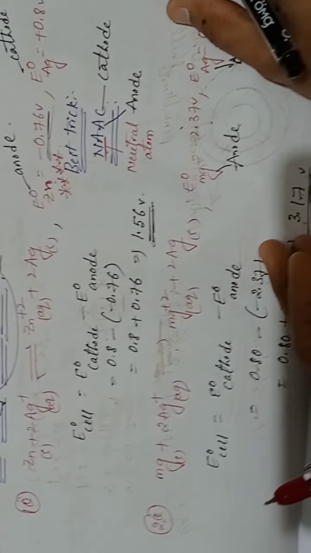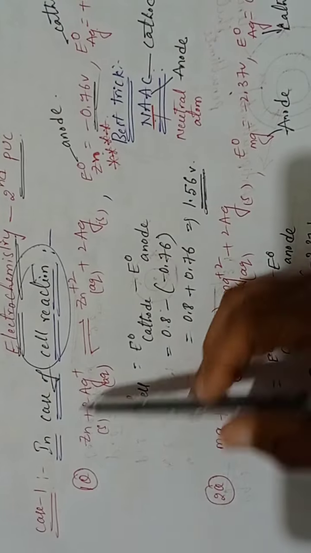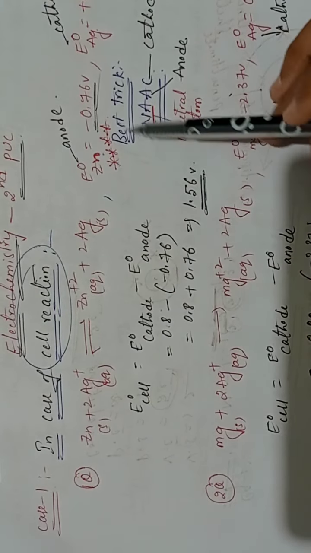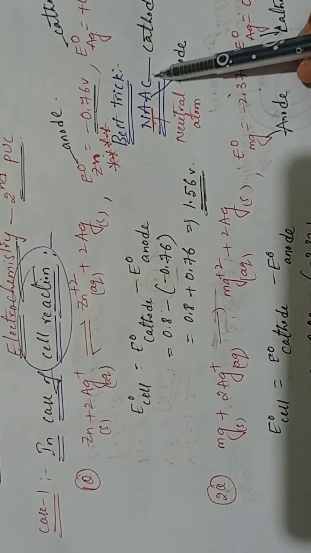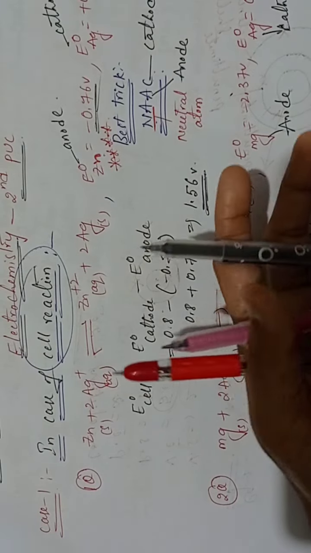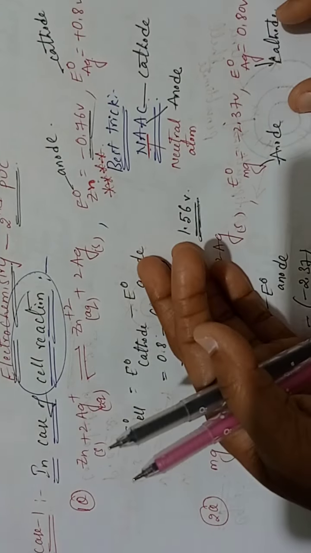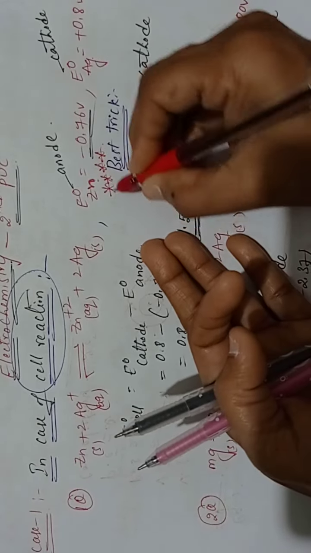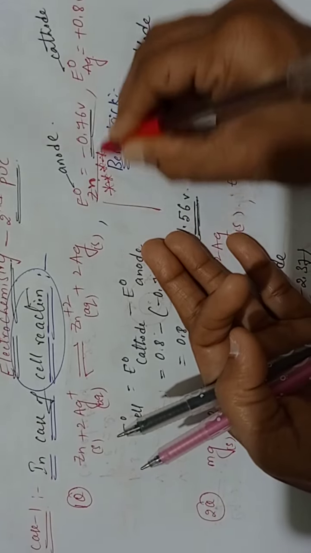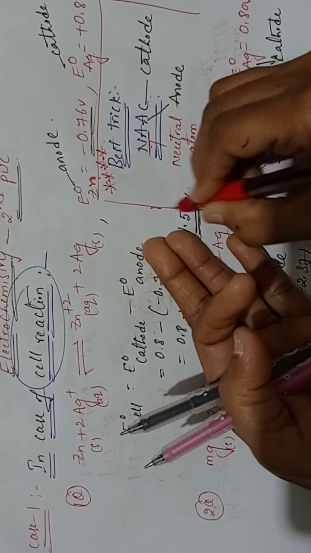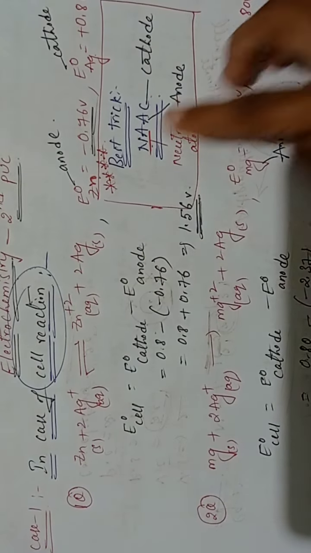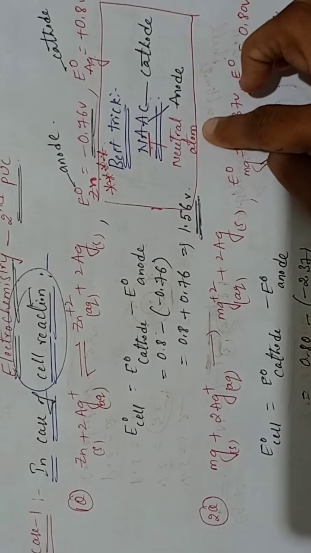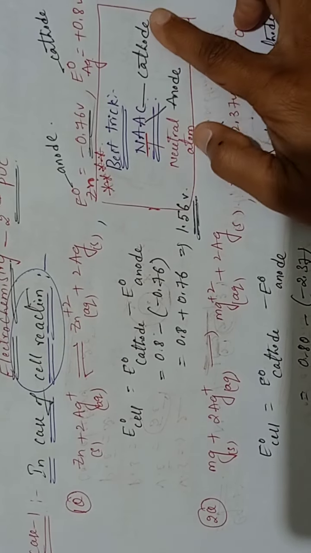In case of cell reaction, I gave the best trick, NAC. You have to practice this one, and you can easily remember it. Okay, so Na indicates neutral atom, A is anode, C is cathode.